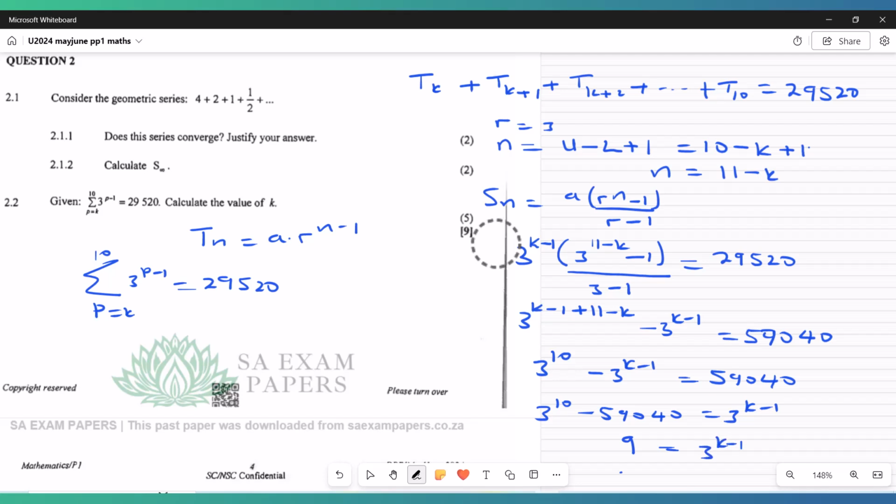But what is 9? 3 squared equals 3 to the power k minus 1. So because I have the same base, it means that my 2 equals k minus 1, which gives me k as 3. Okay, hope we are together. Let's proceed. Next question here.